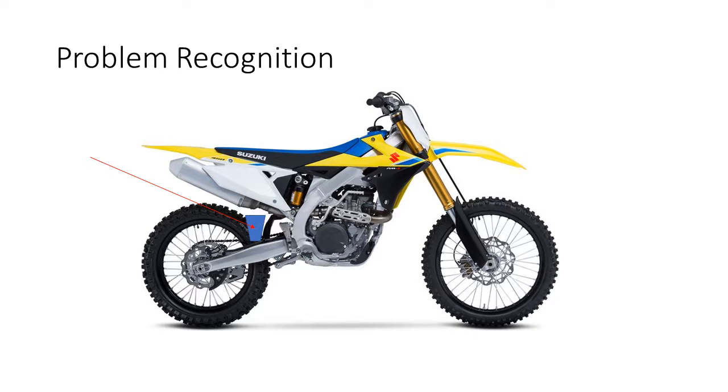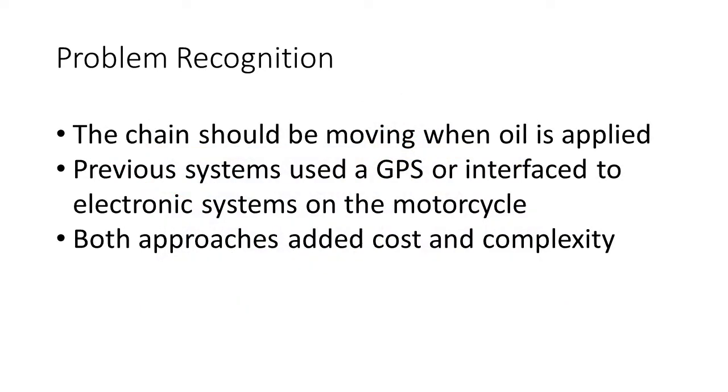So in order to detect motion, the previous systems had to have a way to detect motion either through a built-in GPS or by interfacing to electronic systems on the motorcycle. Both of these approaches add cost and complexity to the product. So to sum up the problem, there exist chain lubricators that apply oil to the chain. However, the chain needs to be moving when you apply the oil. And the previous systems use a GPS or electronic interface to the motorcycle speed sensors, things like that. These approaches add cost and complexity.